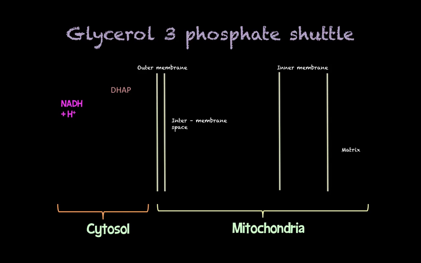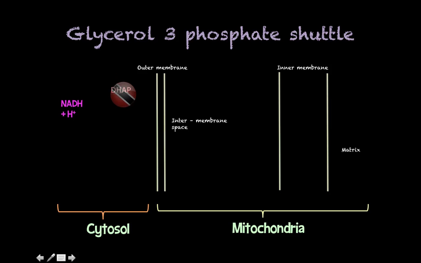The first one we're going to be looking at is the glycerol 3-phosphate shuttle, also known in some textbooks as the glycerol phosphate shuttle. Now let's look at where we are. Outside here, that's the cytosol, so that's where glycolysis will be taking place. And everything here represents the mitochondria. So you have the outer membrane, the space between the outer membrane and the inner membrane, which is the intermembrane space, the inner membrane, and then the matrix.